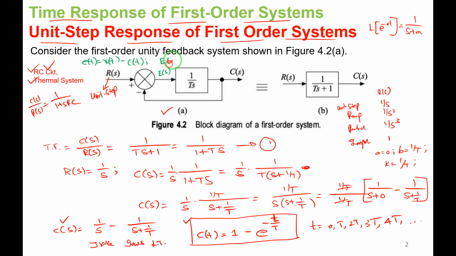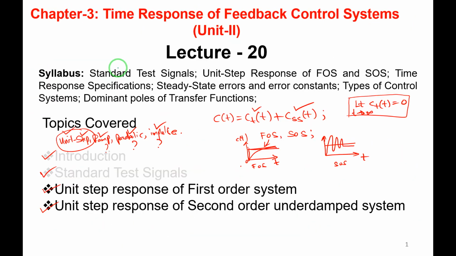In Laplace domain, E of S is equal to R of S minus C of S, because it is unity negative feedback. Whatever the signal that is coming as feedback signal is C of S here. So minus C of S. I hope you are getting. So in terms of Laplace domain, E of S is equal to R of S minus C of S. In time domain, E of t is equal to R of t minus C of t. So we will see whether there is any error.